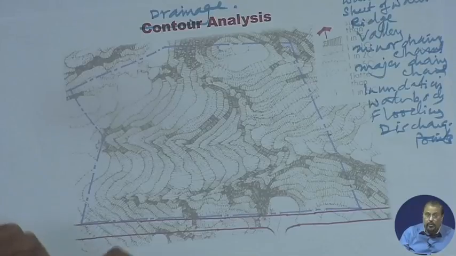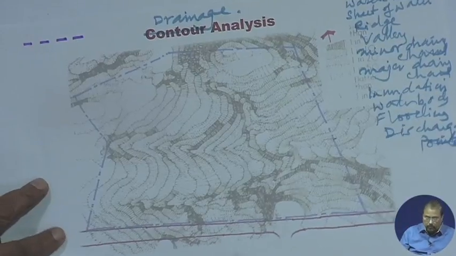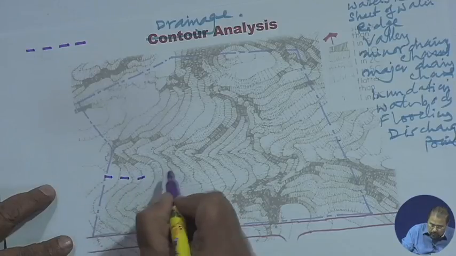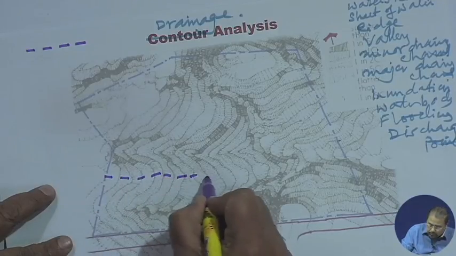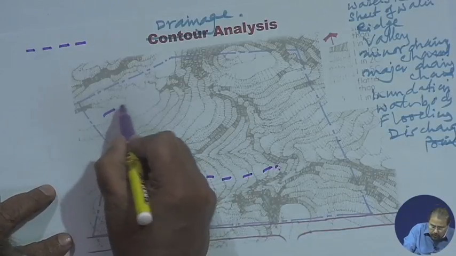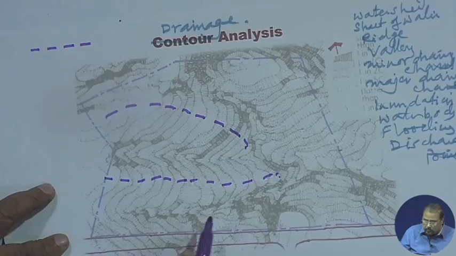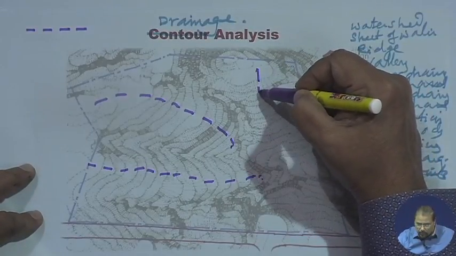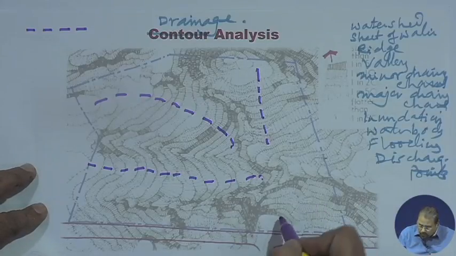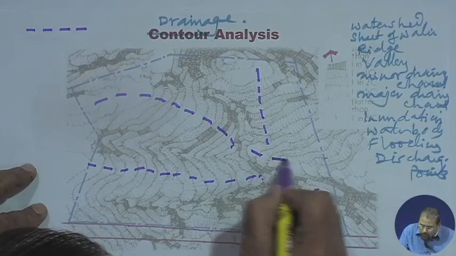Let me show how it is represented. The ridge line is shown with a dashed line like this. So if I try to identify the ridge over here, then this would be my ridge line. This would be the ridge line. This would be another ridge line. This would be another ridge line. This would be another ridge line.